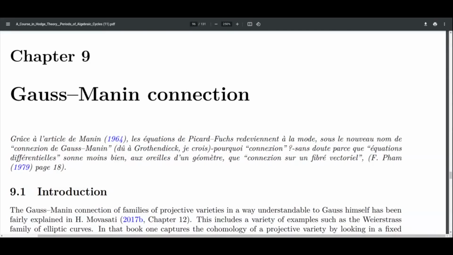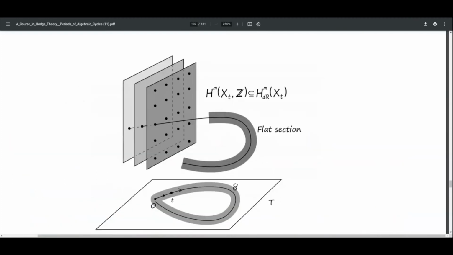In this video, I'm going to talk about chapter 9 of my book with Roberto. It is about the Gauss-Manin connection from topological and algebraic points of view. So first, what is the Gauss-Manin connection from a topological point of view? Let's assume that we have a family of smooth projective varieties. So its fibers will be denoted by Xt.